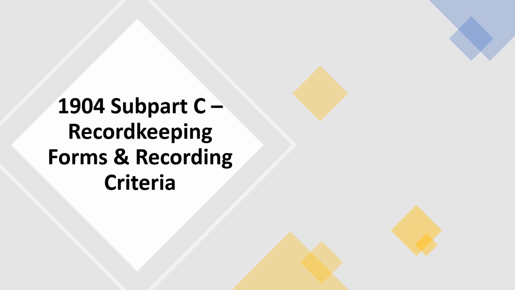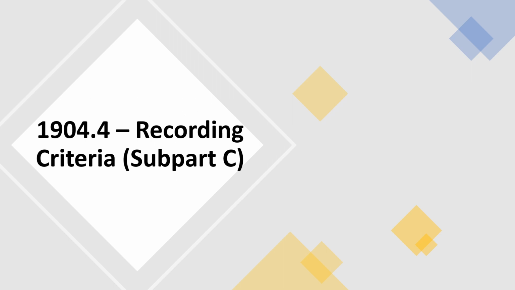1904 Subpart C. Record-keeping forms and recording criteria. Note to Subpart C. This subpart describes the work-related injuries and illnesses that an employer must enter into the OSHA records and explains the OSHA forms that employers must use to record work-related fatalities, injuries, and illnesses. 1904.4. Recording criteria.